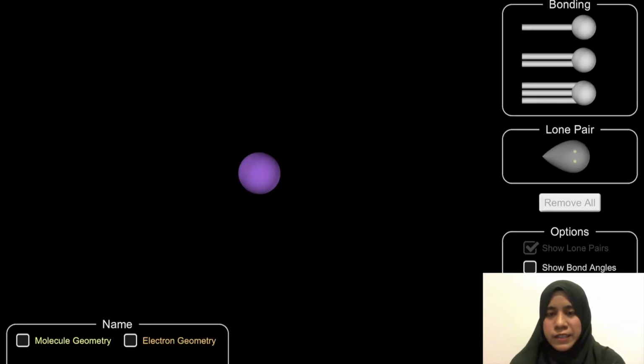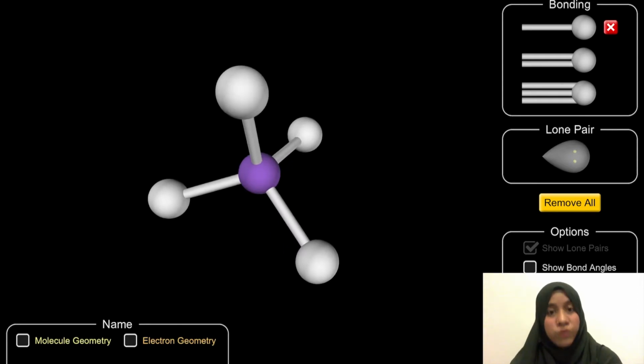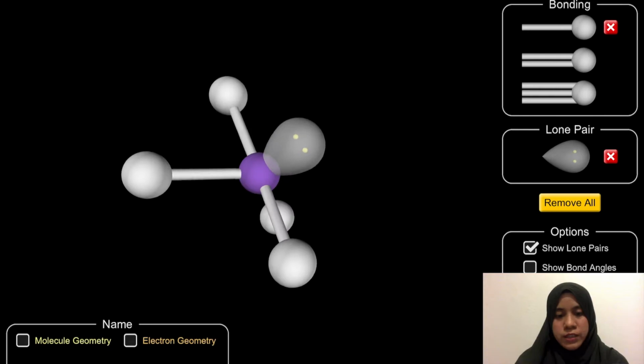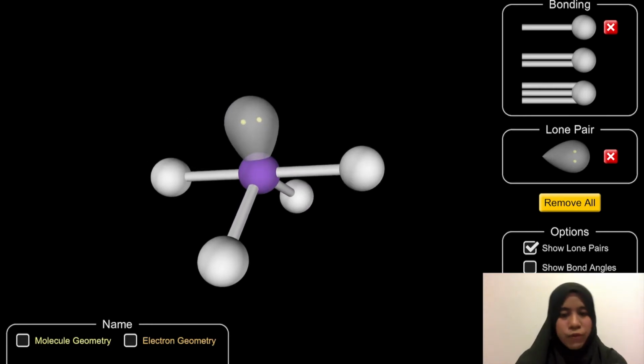So original dia ada BrF₄+, 1, 2, 3, 4. So bonded to 4. Lepas tu ada satu lone pair. Okay. So dia jadi yang macam ni, nak buat dia jadi macam seesaw. Ini hopefully kamu nampak lah seesaw dia.